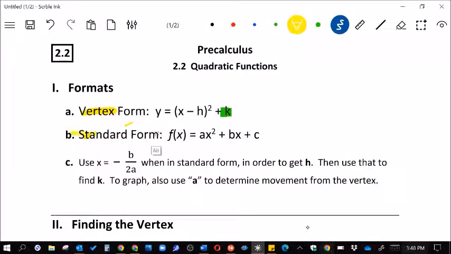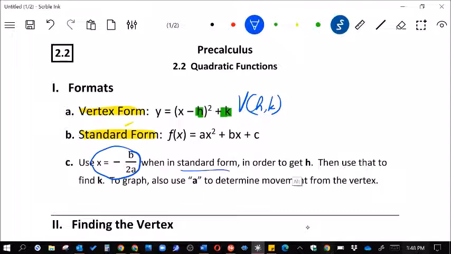So for the vertex form, it has a vertex in it. In fact, the h and the k are the vertex. The standard form, we don't get the vertex immediately directly from it, but we can use this formula when in standard form, which gives us the h. And then you can plug that back in as the x. If you plug that back in as the x, then the result will be the k or the y value. Okay.